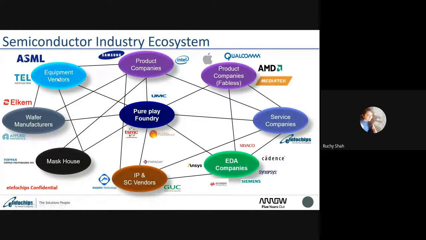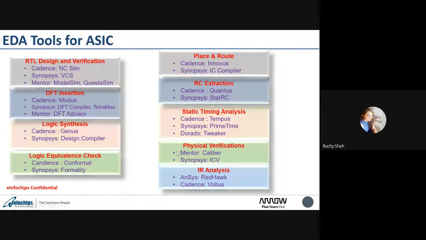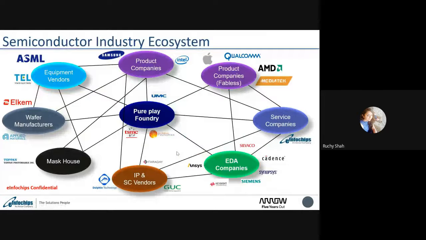And you will see equipment vendors. One name, ASML, is the top player in this sector. Again, the wafer manufacturing companies are there. Then the mask house is there, and Toppan Photomask is the leading name in the mask house. So overall, from these slides, I want to say that these are well connected, and by the collaboration of all these, any product comes into our hands.